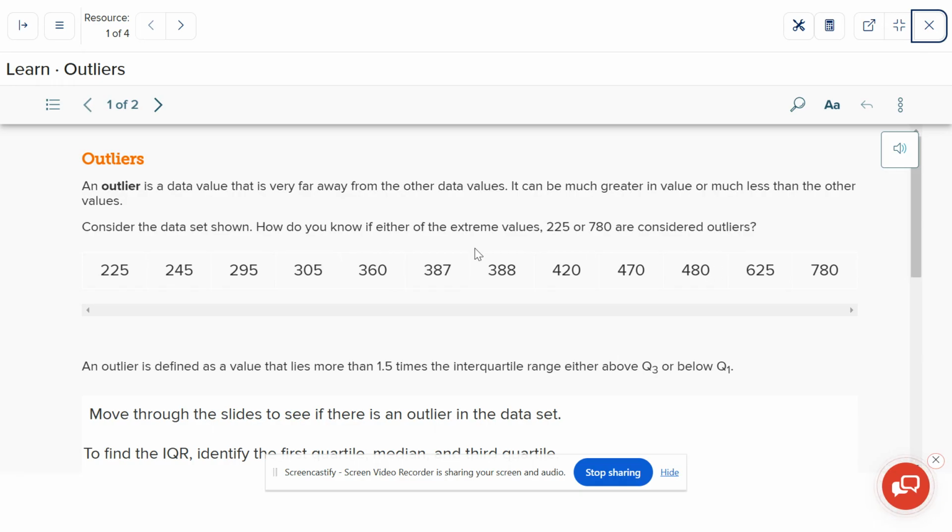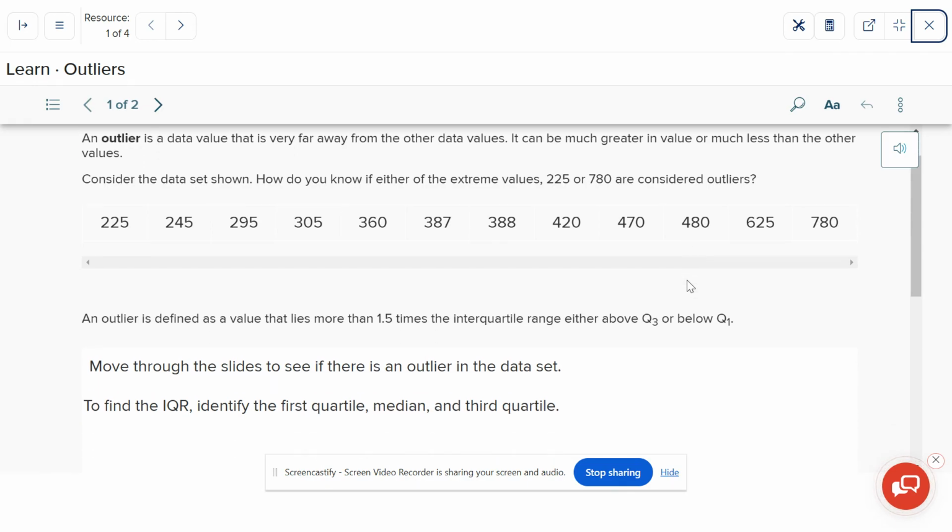So here's a data set. Let's consider this data set. How do you know if either of the extreme values, 225 or 780, are considered outliers? So here's our data. They already ranked it from least to greatest for us, and you can see that we've got our extreme 225 over here on the low side and our high extreme or maximum of 780. How can we tell if these are considered outliers or not?